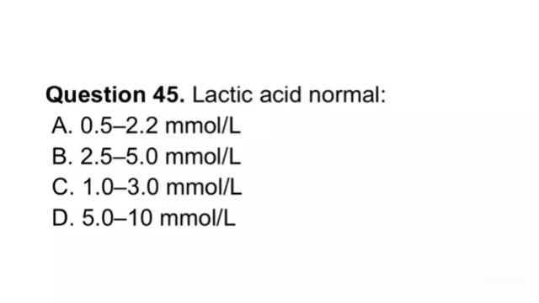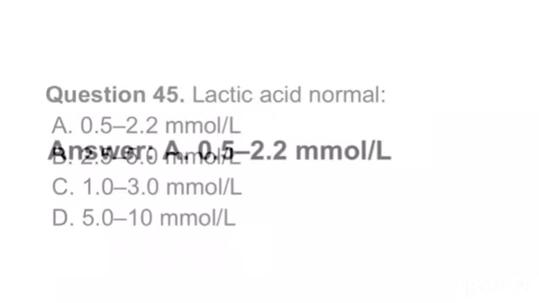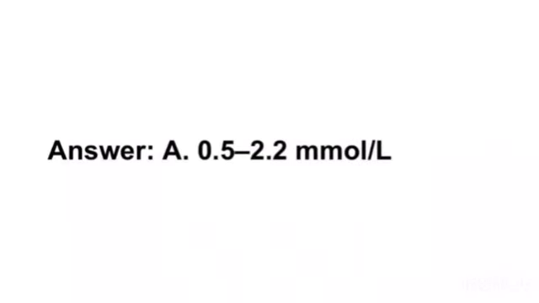Question 45. Lactic acid normal. A. 0.5 to 2.2 millimoles per liter. B. 2.5 to 5.0 millimoles per liter. C. 1.0 to 3.0 millimoles per liter. D. 5.0 to 10 millimoles per liter. Answer A. 0.5 to 2.2 millimoles per liter.